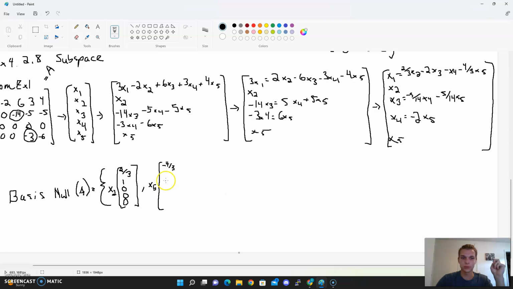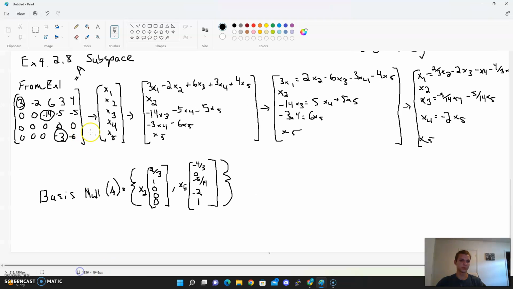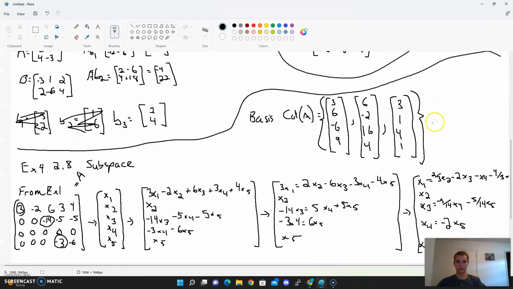In the second row, it'll be 0. The third row would be minus 5 over 14. And then in the fourth row, it would be minus 2. In the fifth row, we have 1 x5. So this is the basis of the null space for matrix A, which is right here. We have the basis of the column space right here.